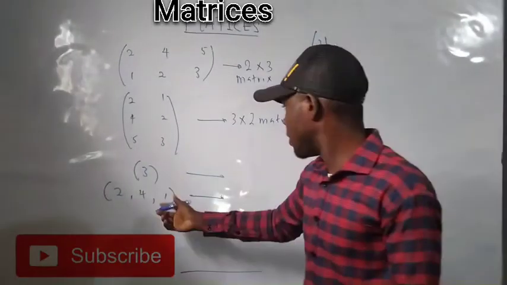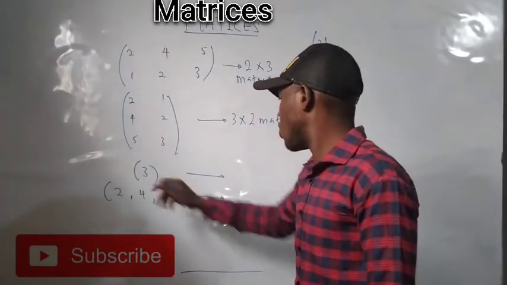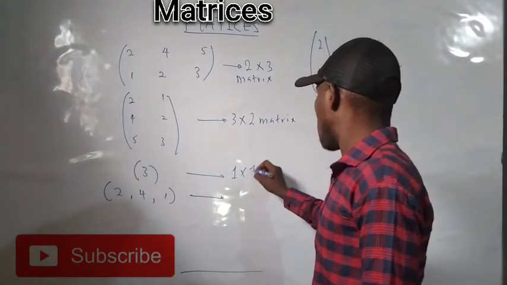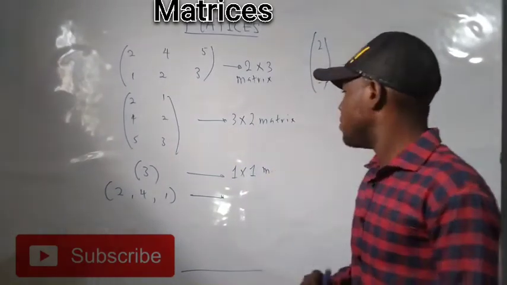Now, what do I call this? How many rows does it have? It has just 1 row and 1 column. So we call this what? A 1 by 1 matrix.